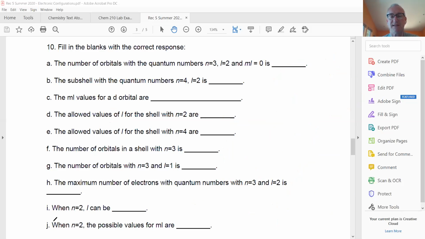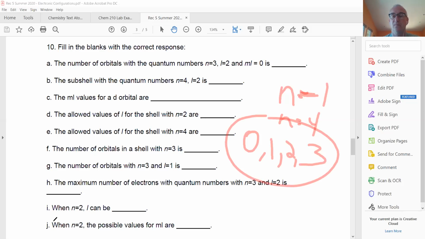So E is basically the same question. Remember, the allowed values for L are maximum n minus 1. That's the largest value that L can be. If n equals 4, what are the allowed values for L? Three? 3 is the largest number. It can't be any larger than 3. So we can have 0, 1, 2, and 3.